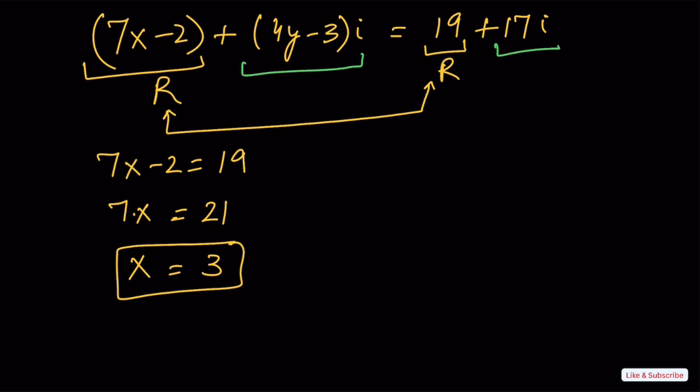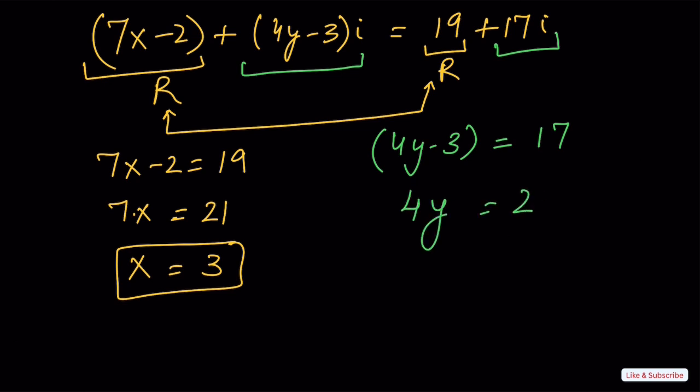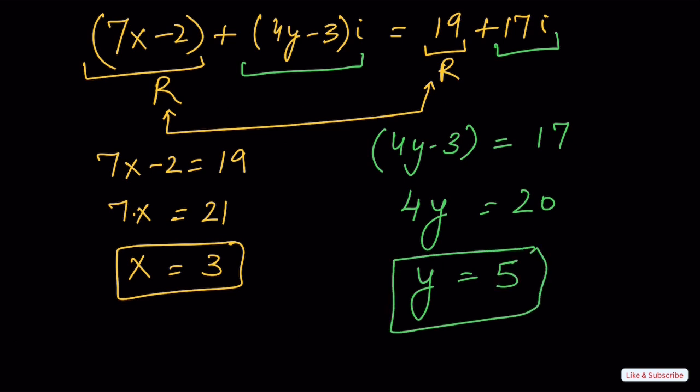This is imaginary part equals imaginary part. Even in the same step, I'm ignoring i. So I'm getting 4y minus 3 equals 17. 4y is equal to 17 plus 3, that's 20. y equals 20 divided by 4, which gives you 5. And I hope you got it.